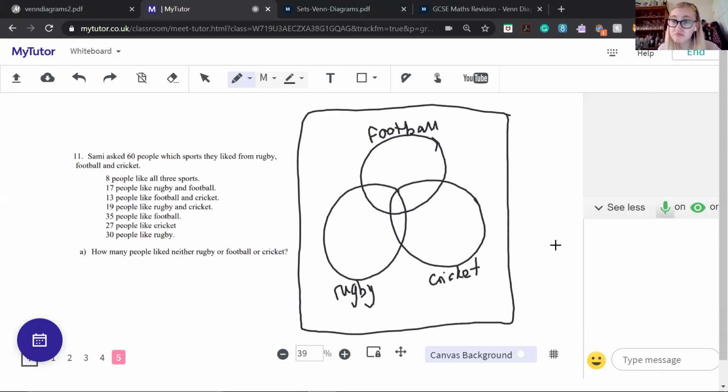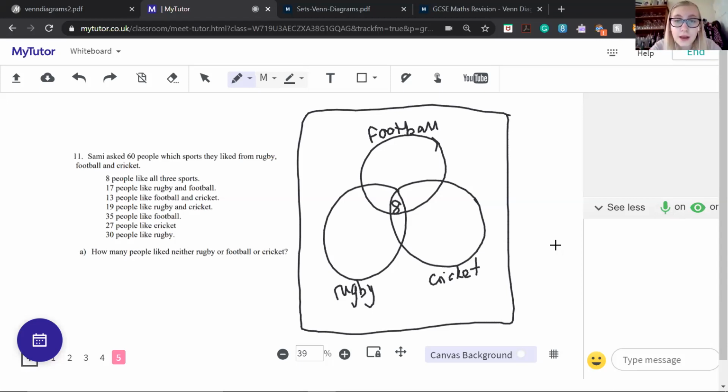So it's not too much harder. We've just got one extra kind of number to fill in, basically. And we're going to do exactly what we did before and just look through one at a time. So 8 people like all 3 sports. There they are, those rugby, football, cricket lads who like all 3 sports. There they are in the middle, in all 3 circles.